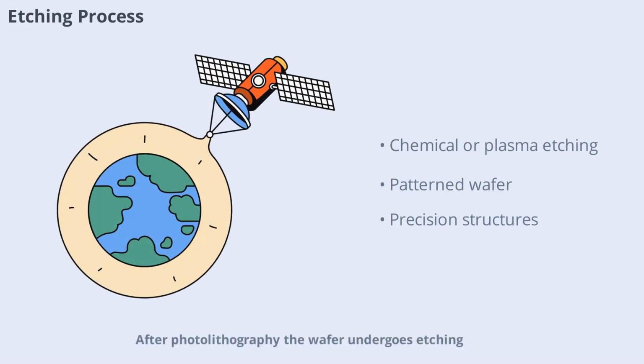After photolithography, the wafer undergoes etching. This process removes the exposed areas of silicon dioxide, creating tiny grooves and structures on the wafer's surface. Etching can be done using chemicals or plasma depending on the desired precision. The result is a patterned wafer, ready for the next layer of circuitry to be added.